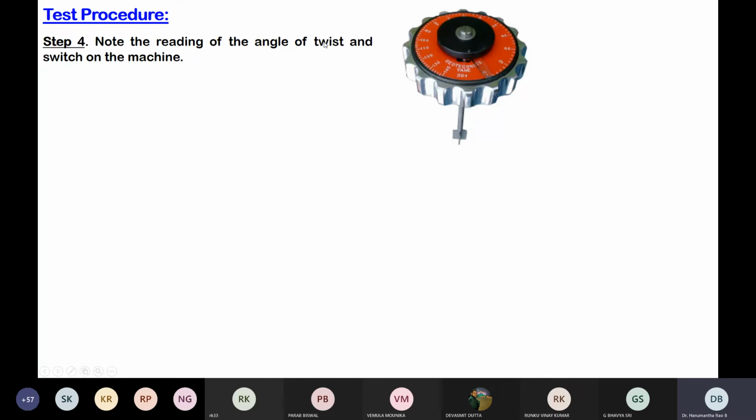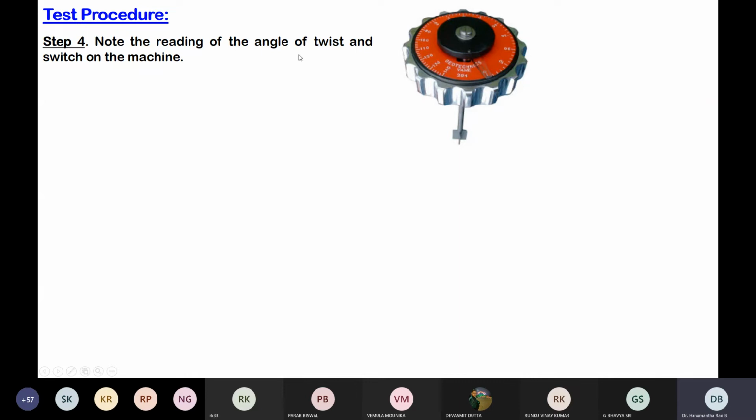Typically, angle of twist. To measure the angle of twist, we need to record the initial reading and the final reading. Often it may be more than one circle also, so you need to note down even how many circles. Then the whole angle of twist is further converted into equivalent torque.